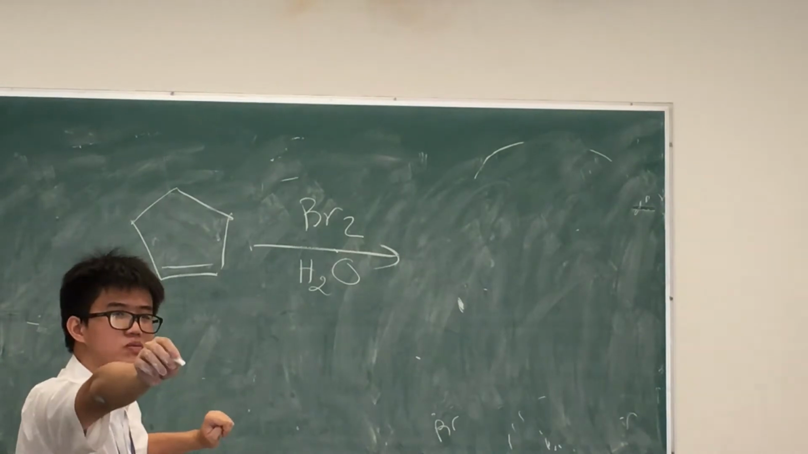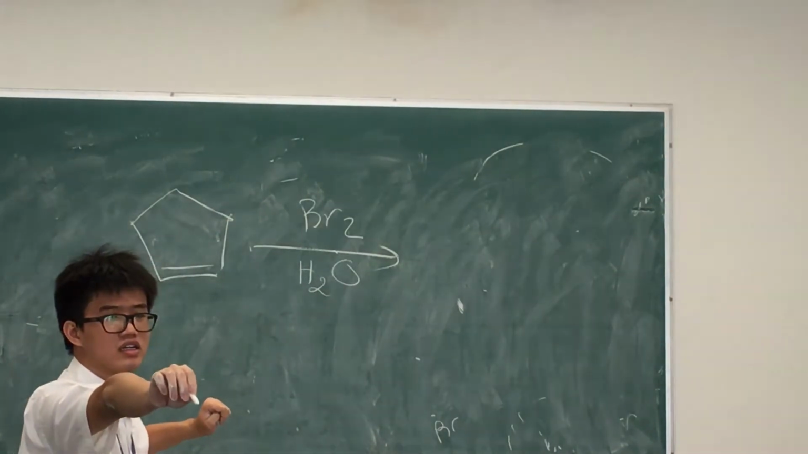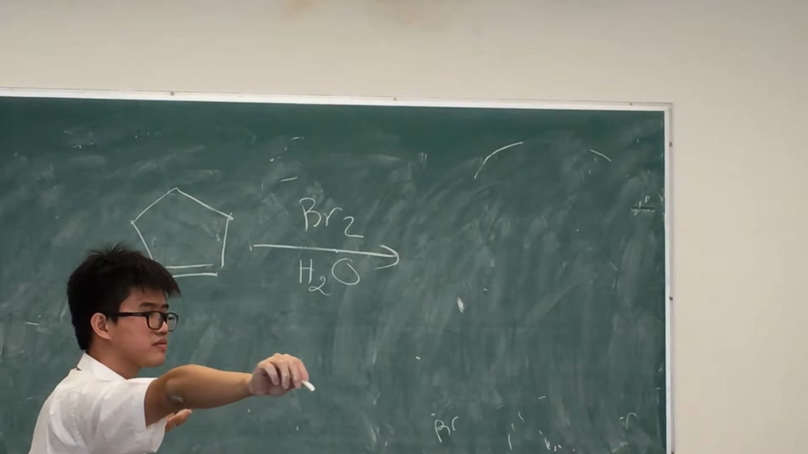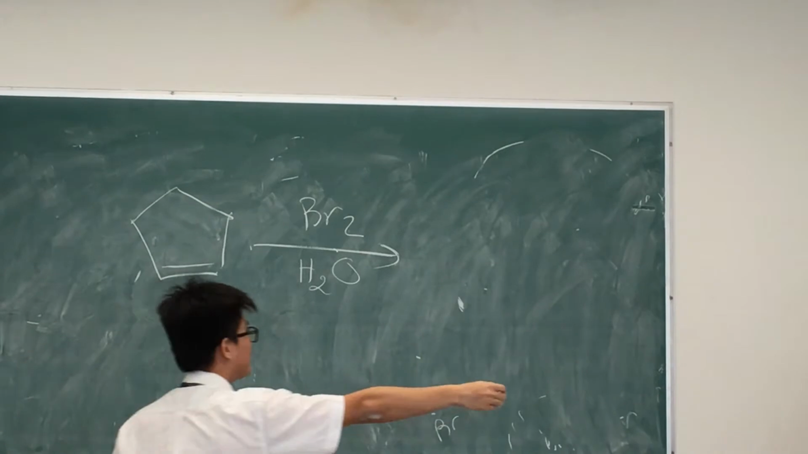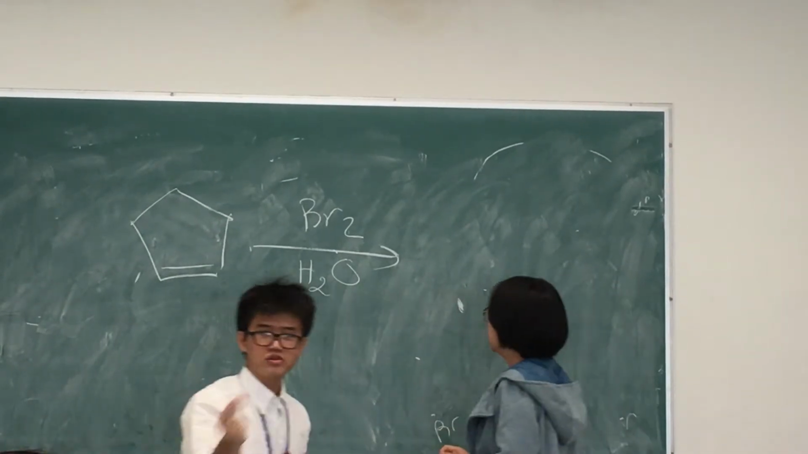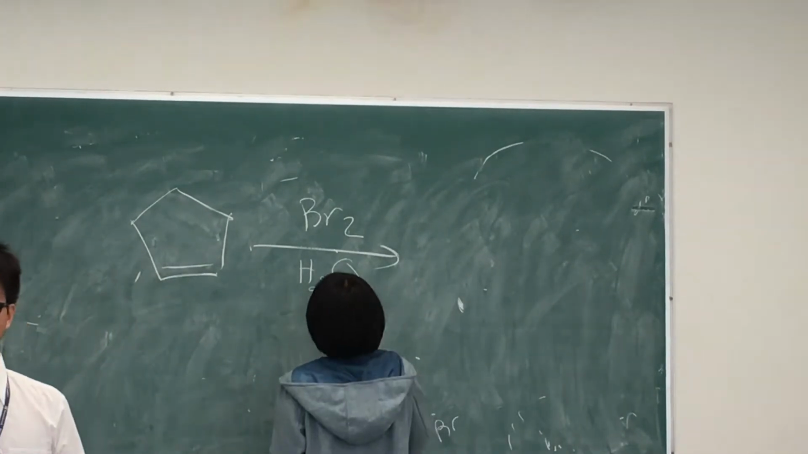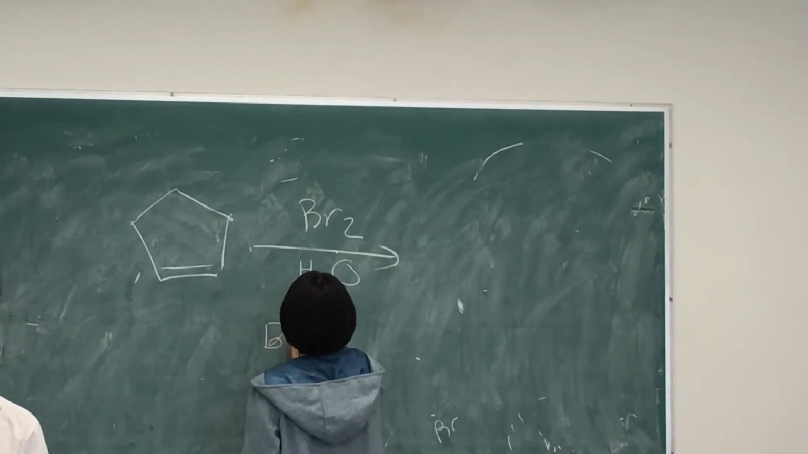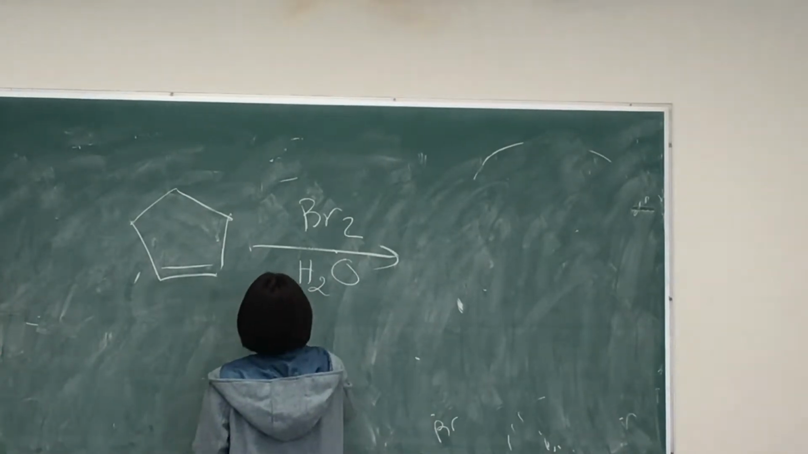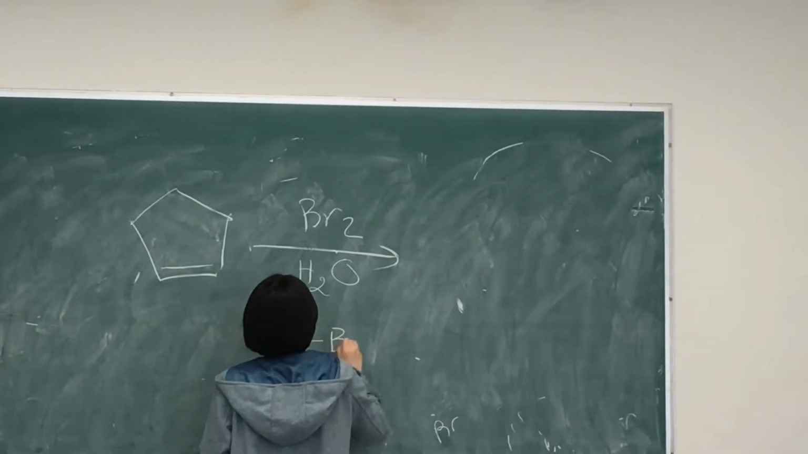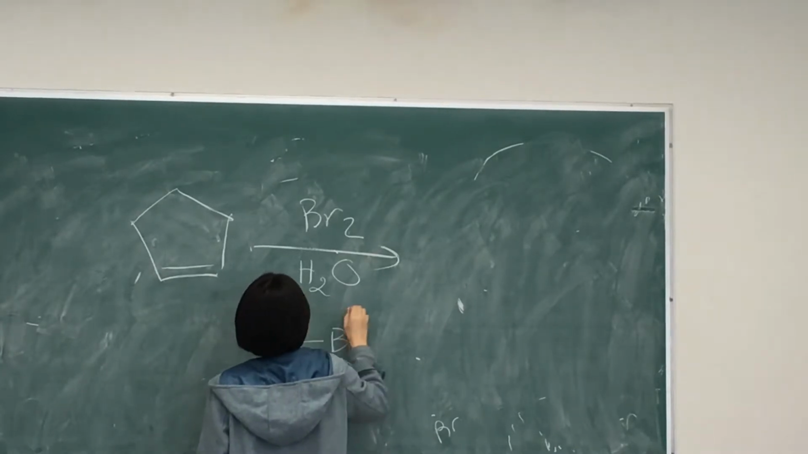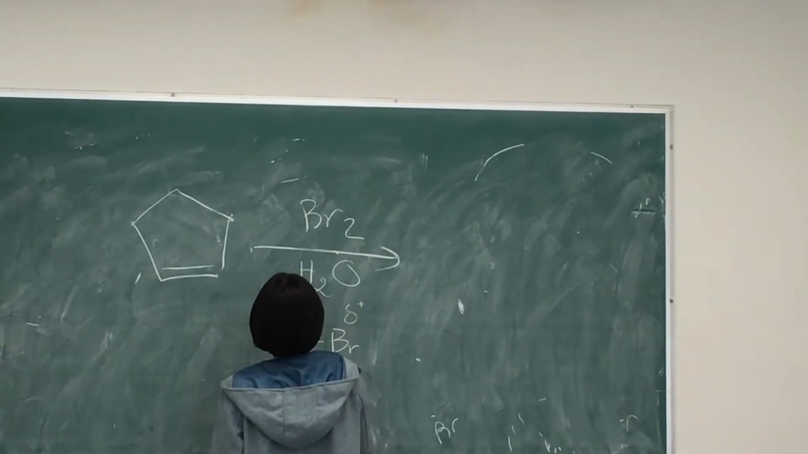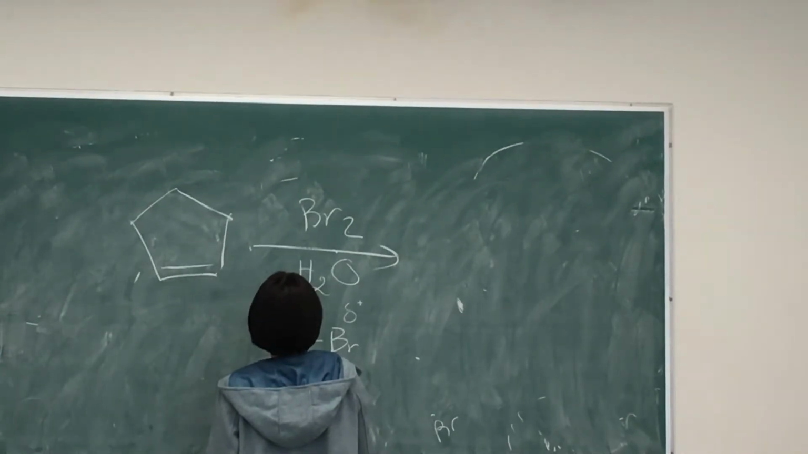So again, I have Br2. I can form a dipole. Actually, one is partially positive, one is partially negative. Yeah. Okay, now what happens?